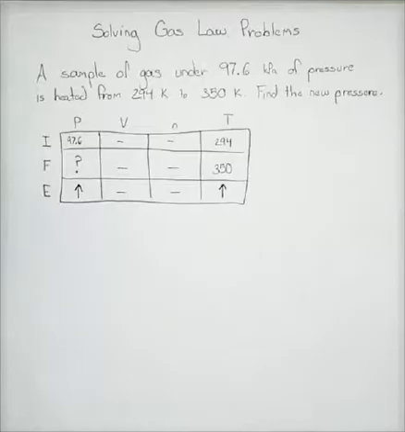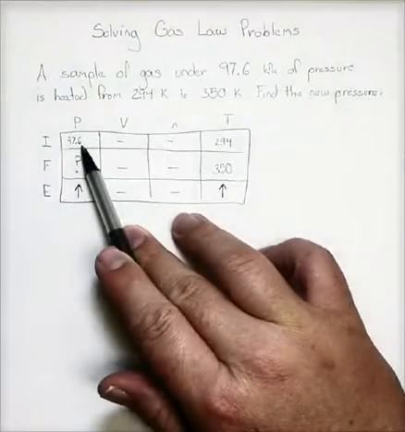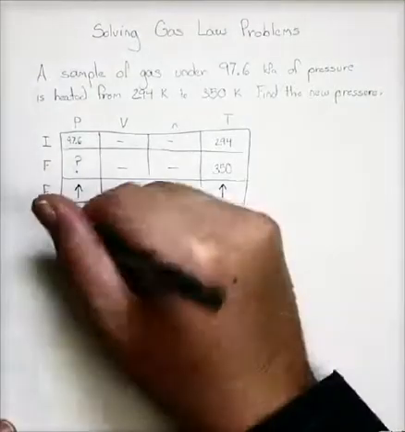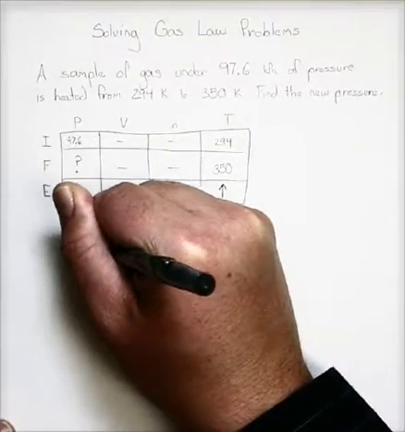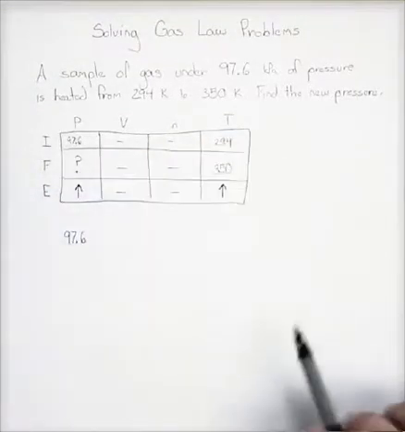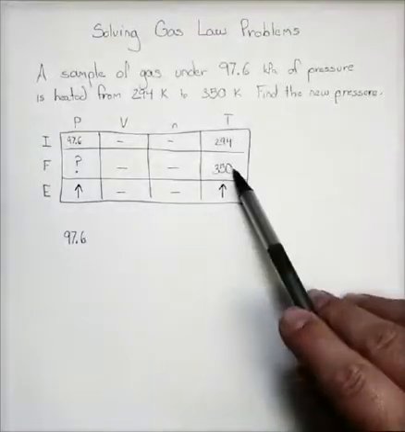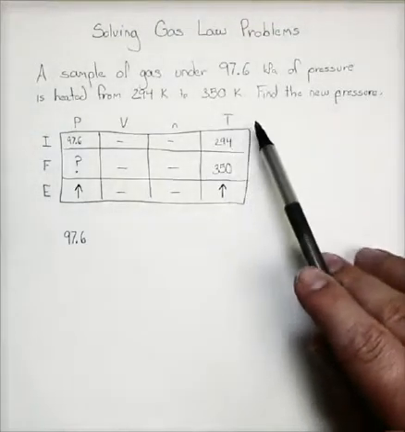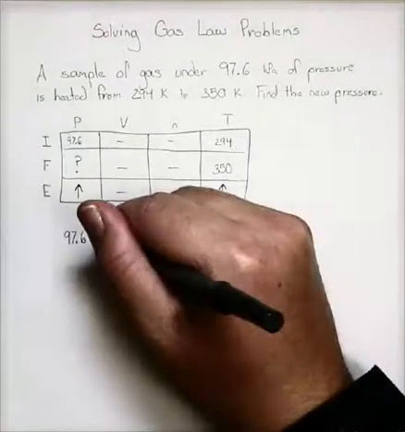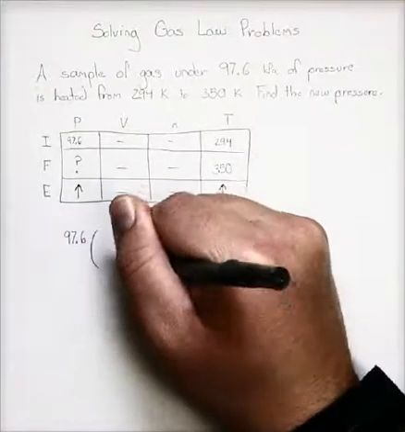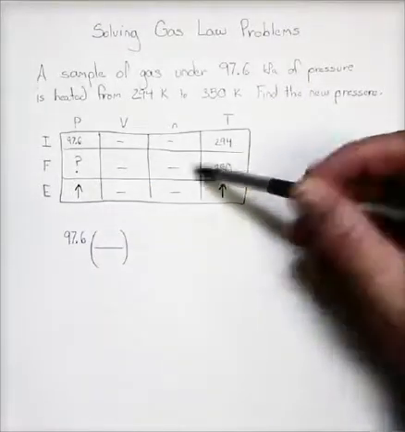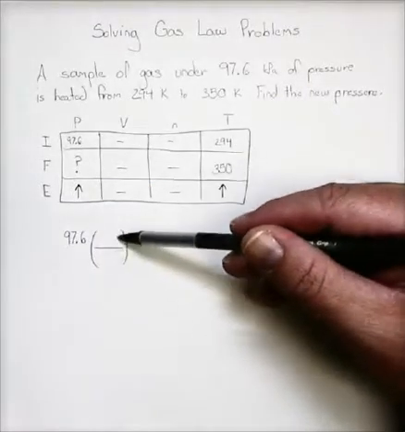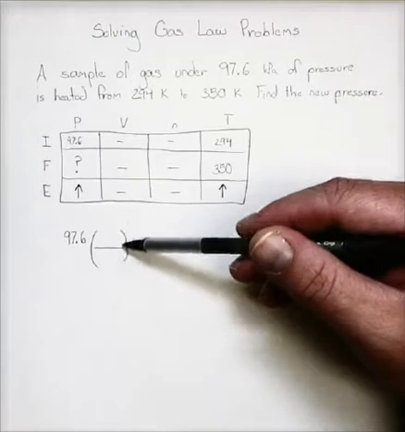Here's how we find out by how much it's going to go up or down. We know the initial pressure is 97.6, so we just write that down. And now we're going to multiply by one of these and divide by the other one. Another way of saying this is that we're going to make a fraction using these two values. So one of these will go in the top, one in the bottom of this fraction.